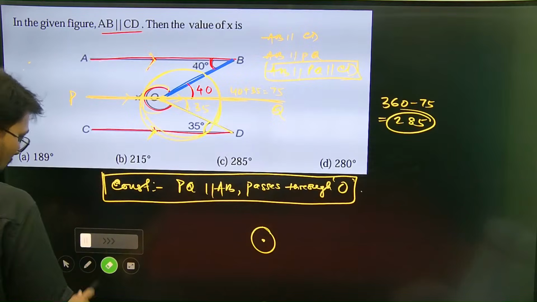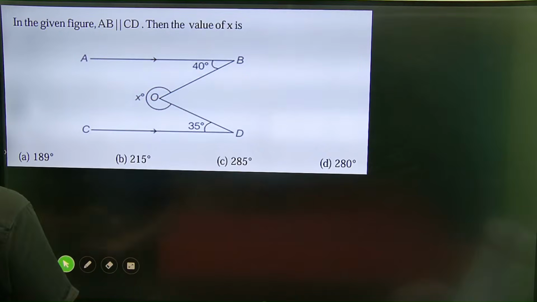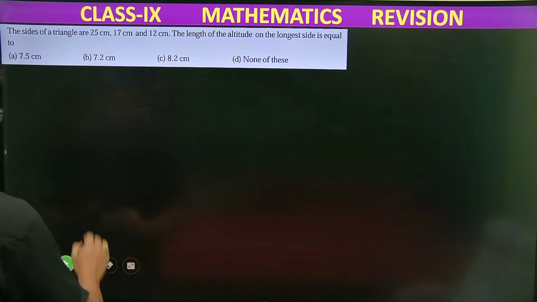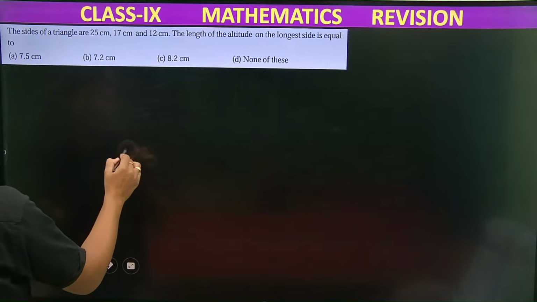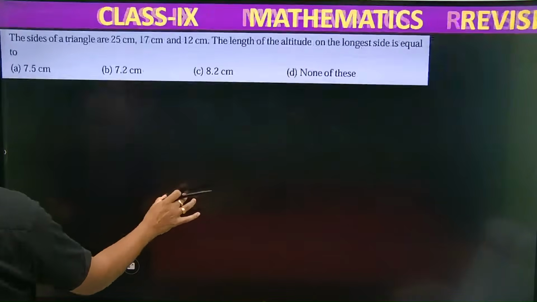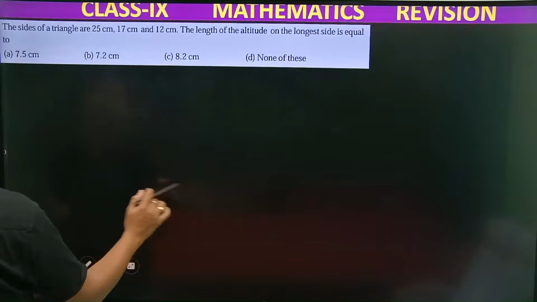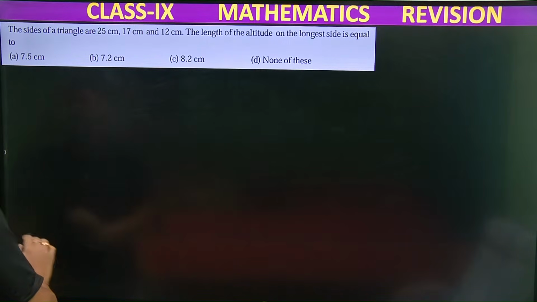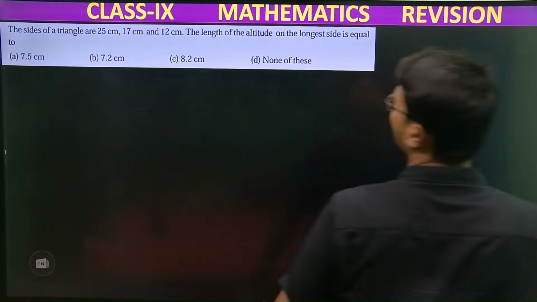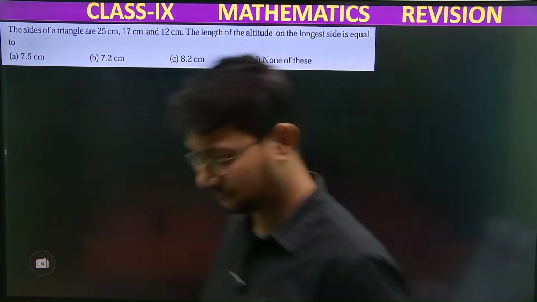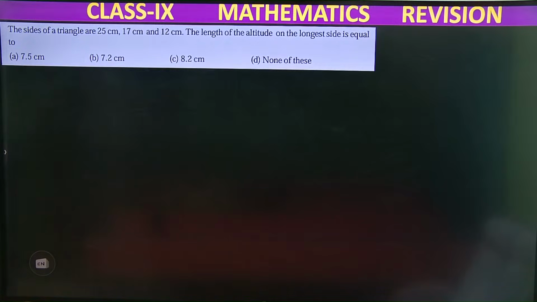Let us move to the next question. Are you ready? Tell me. Solve this question, then after that I'll move to a question which is a doubt of one of our students. Clear? Okay, solve this one. Solve this question. Everyone, give the answer quickly.